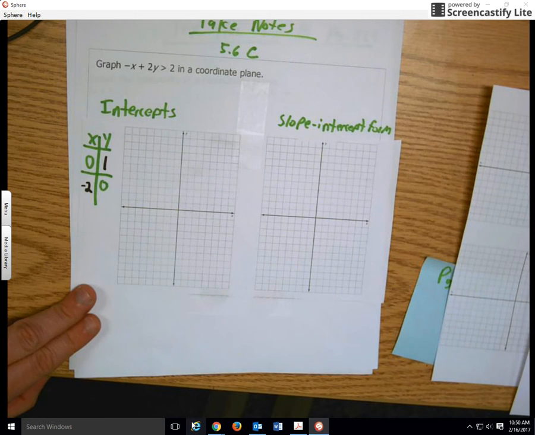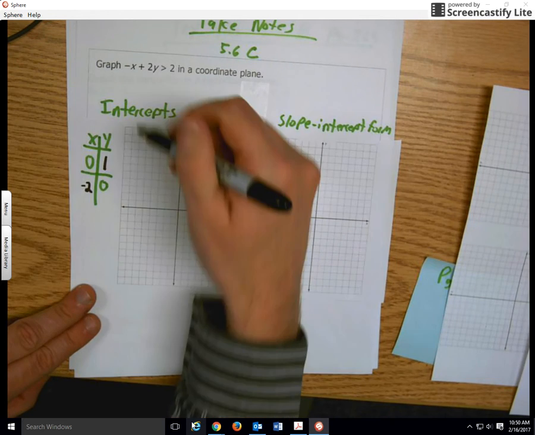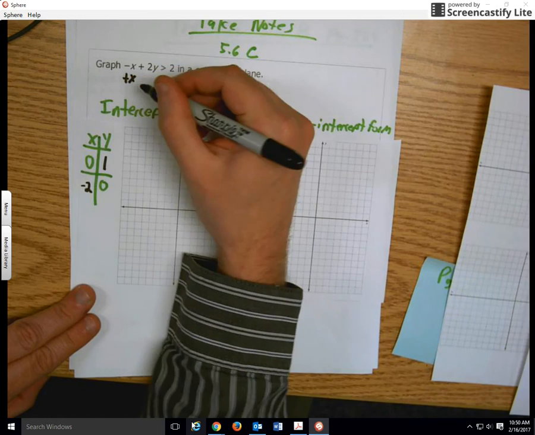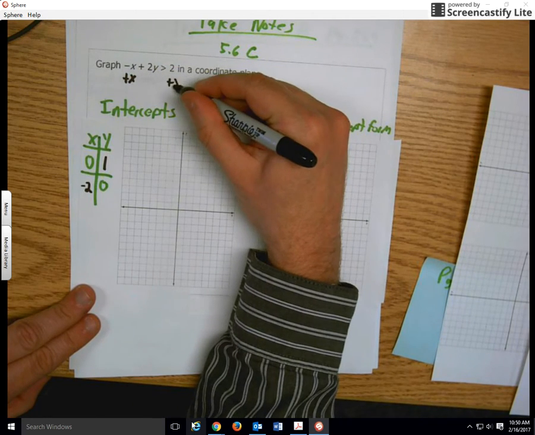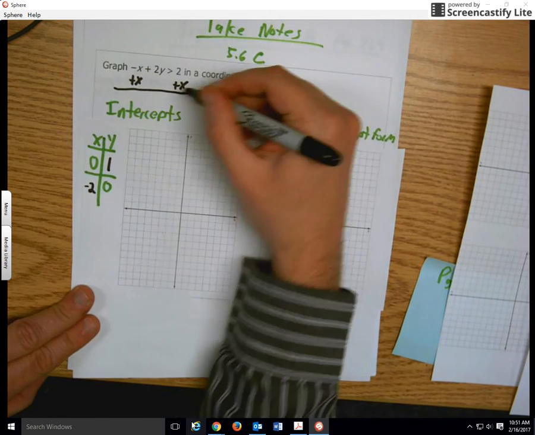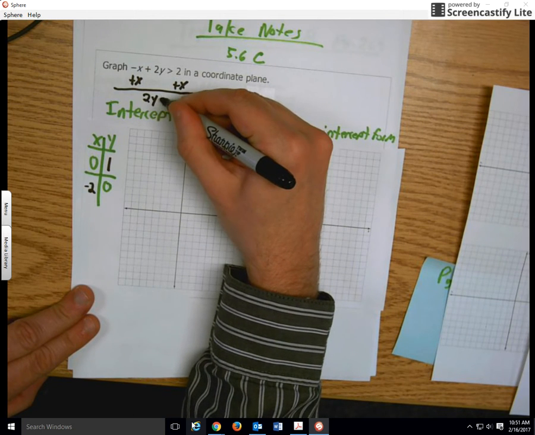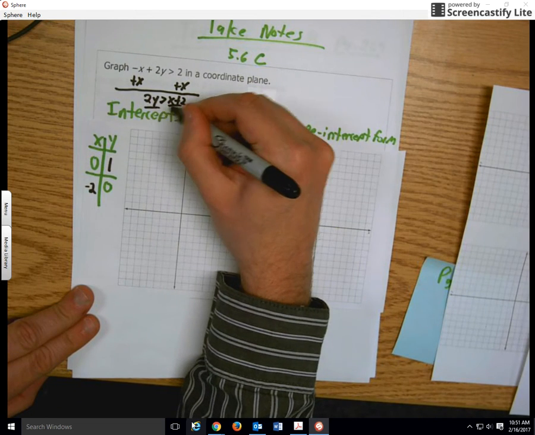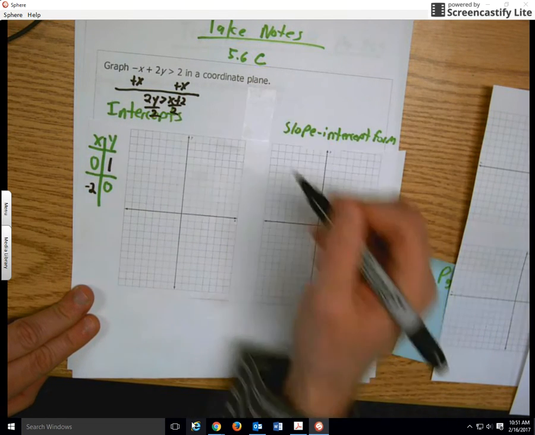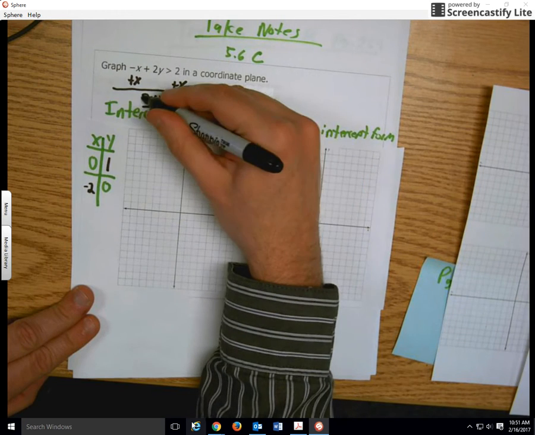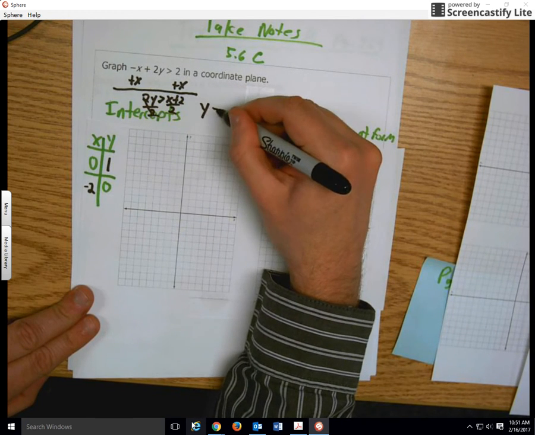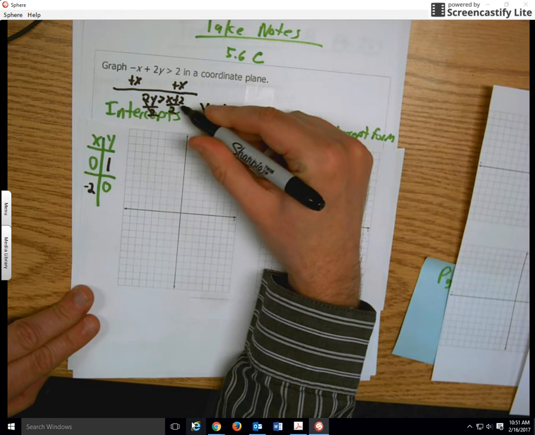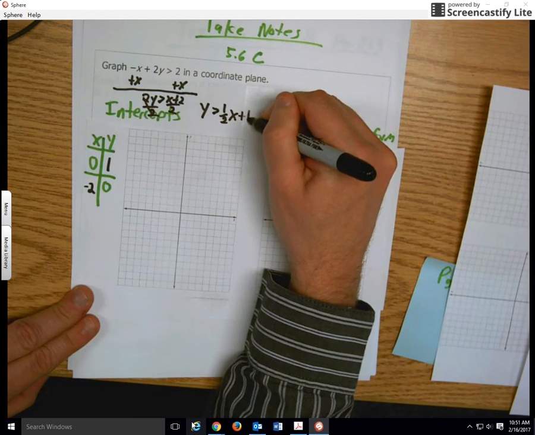But let's do it the way where most of us are familiar, and that's solving for y. So let's do that real quick. I'll add an x to both sides of the equation, and then you would have 2y is greater than x plus 2. We'll divide both sides by 2. Oops, kind of going on top of my intercepts there. These cancel out, and you end up with y being greater than 1 over 2x plus, and then 2 goes into itself one time.